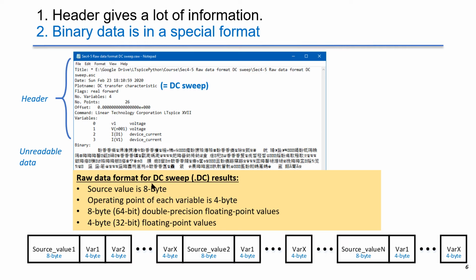The raw data format for the binary results is shown here. The raw data format for DC sweep is the same as the DC operating point. The source value is 8 bytes, and the DC operating point of each variable is 4 bytes. For example, variable 1, variable 2, and variable x. After it's done, the simulation will go to the second value of the source. That's another 8 bytes, followed by 4-byte variables, and so on and so forth.